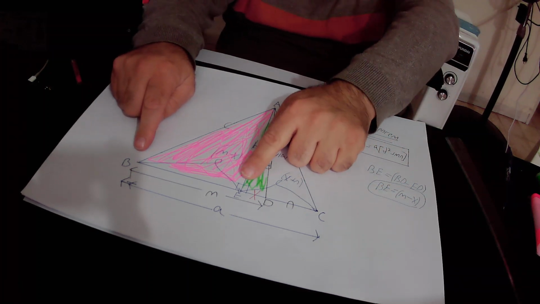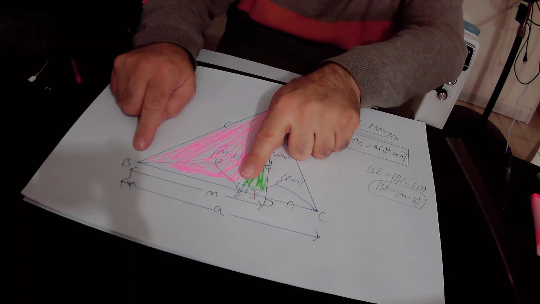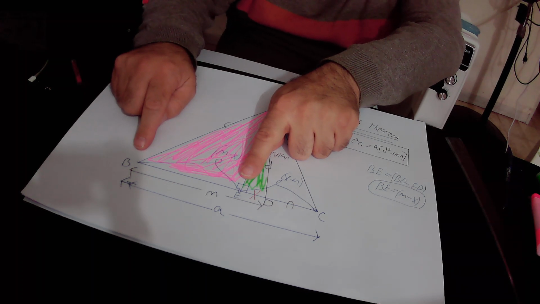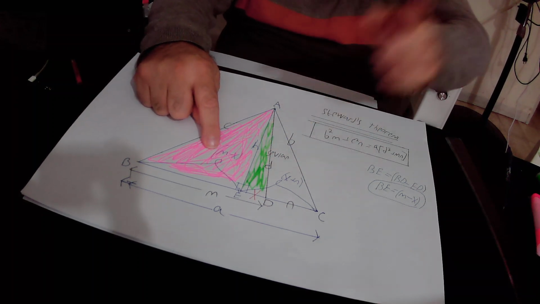What is the length of line segment BE? It is easy to see that BE equals BD minus ED. BD is m, ED is x. Therefore, in total, BE equals m minus x units in its length.